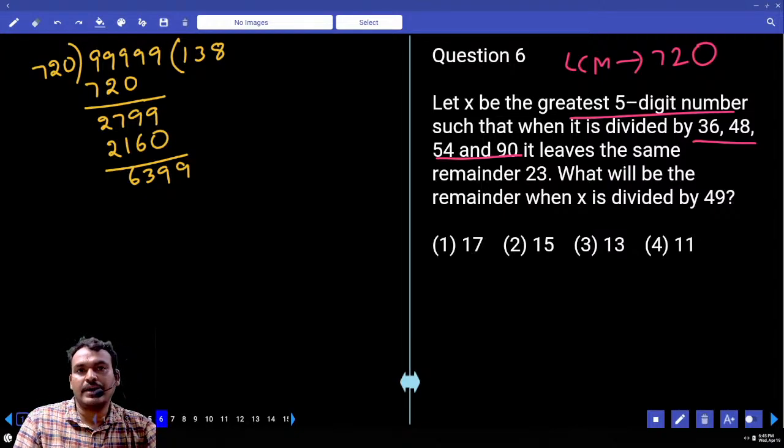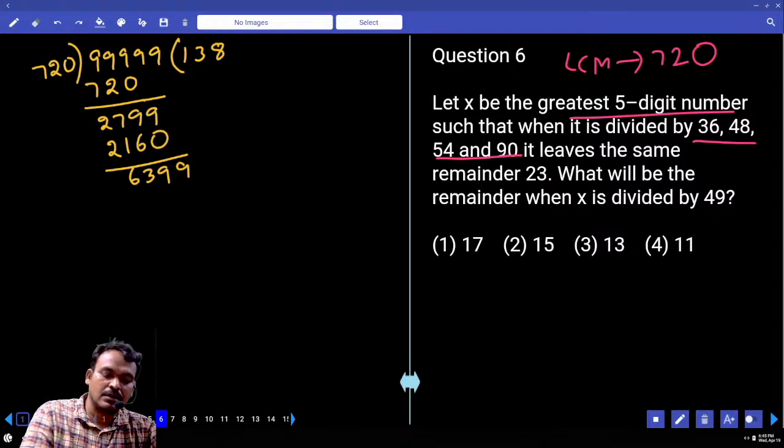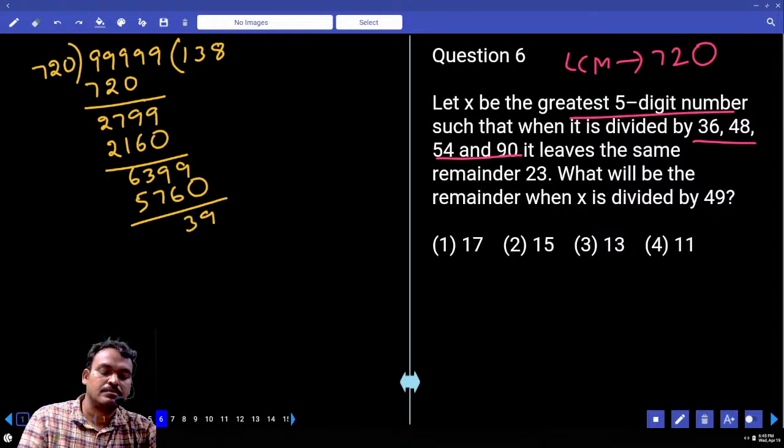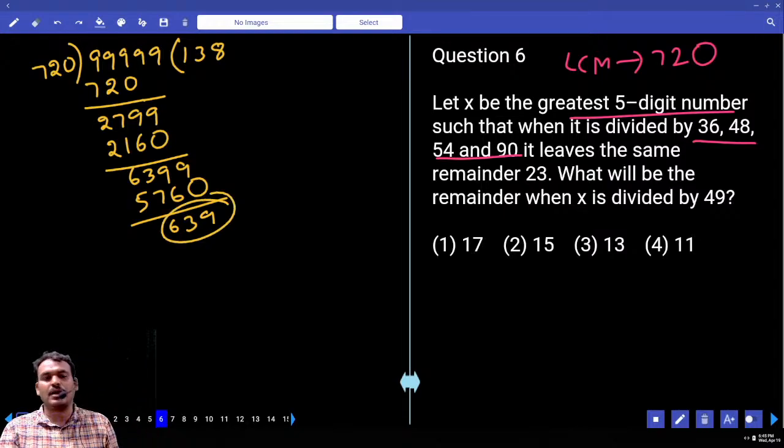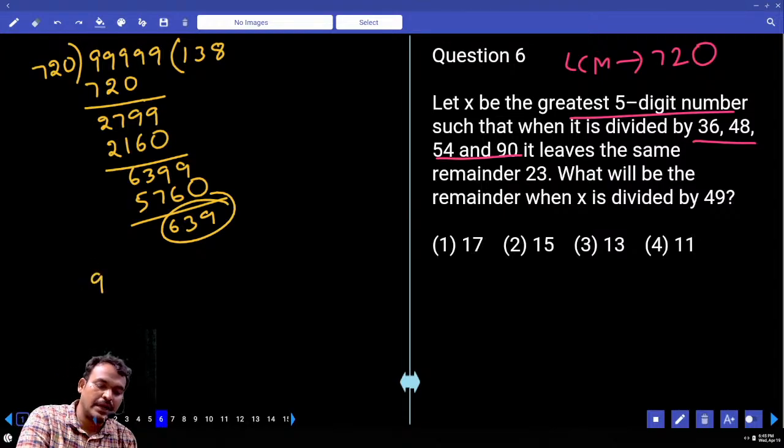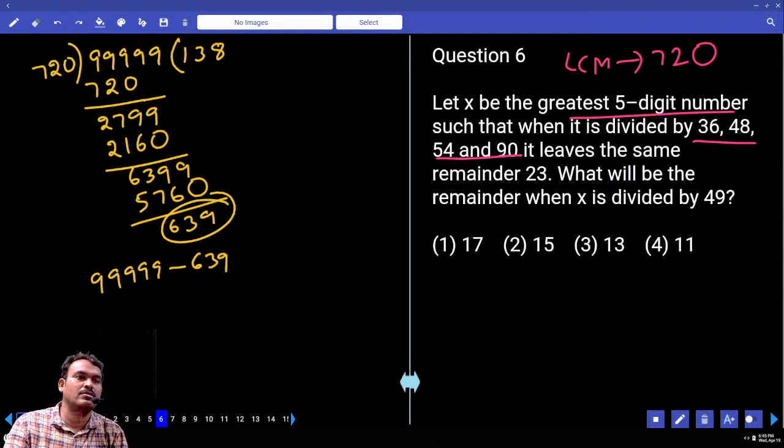8 into 700, 5600. 8 into 20, 160. Total it is 5760. What is the remainder? 39. 639. If you get the remainder 639 means up to how much value are exactly reduced? 99999 minus 639. That is exactly divisible by 720. But in every case the remainder is how much? 23. We are adding 23 or subtracting 23? Adding 23. 99 minus 39, 60. 60 plus 23, 83. End with 83 or not?